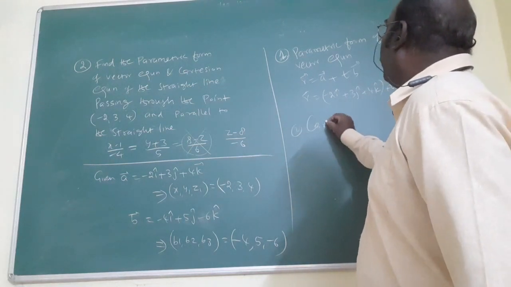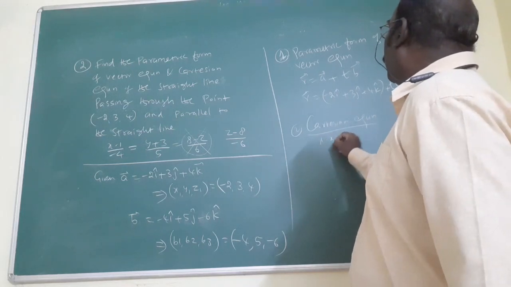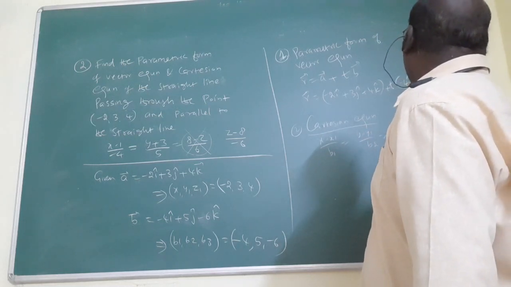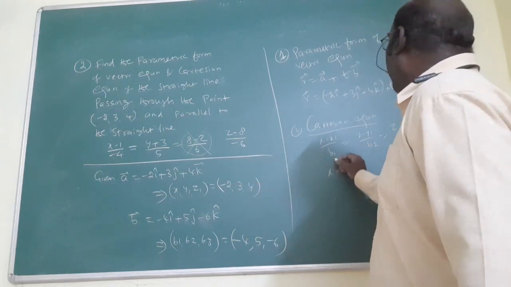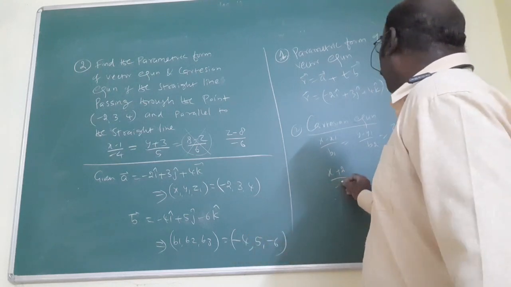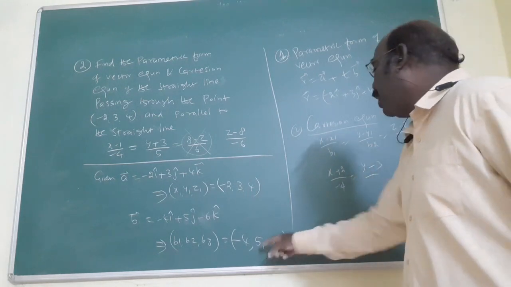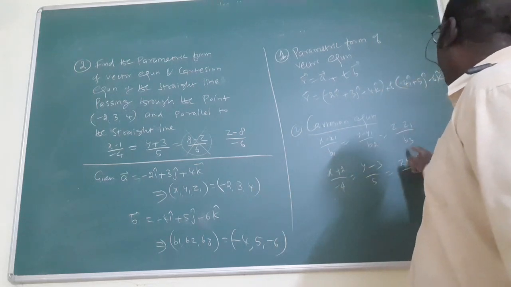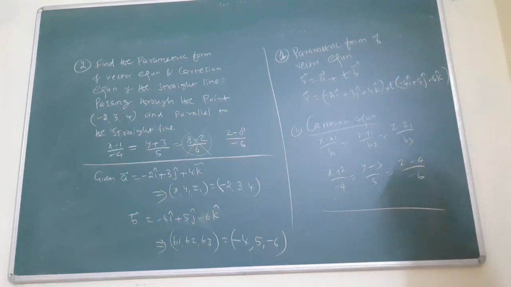Next is the Cartesian equation. What is the formula? X minus x1 by b1, y minus y1 by b2, z minus z1 by b3. Substitute here. X minus x1, where x1 you know is minus 2, so minus minus becomes plus 2, by b1 which is minus 4. Y minus y1, that is 3, by b2 which is 5. Here you get minus, here it is 4, divided by b3 which is minus 6. That's all.